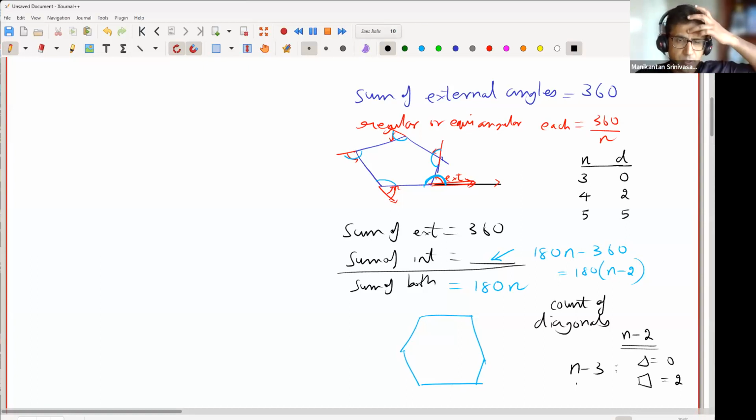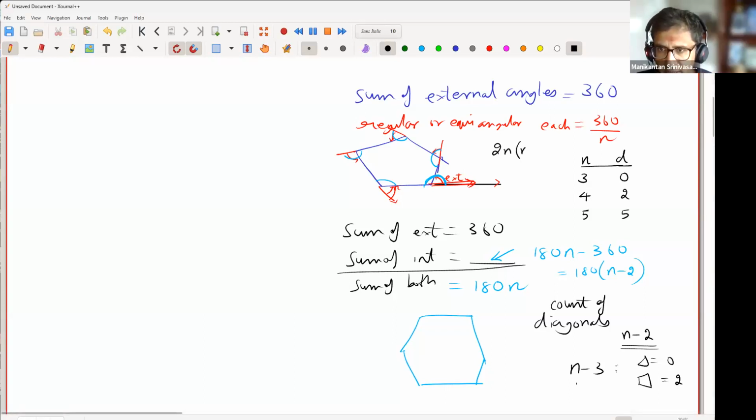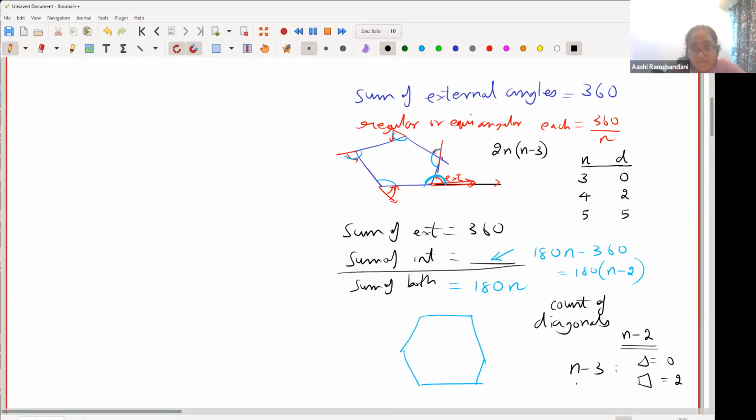Sukrit, are you back online? Yeah, but I'm still in the car. Okay. Do you know the formula for the number of diagonals, Sukrit? No. Okay. Ashi, yeah, go ahead, please. Is it 2n minus 3? That's what I'm getting, I think. Please repeat again. 2n, n minus 3. Like this? Yeah. Okay. Does it work?